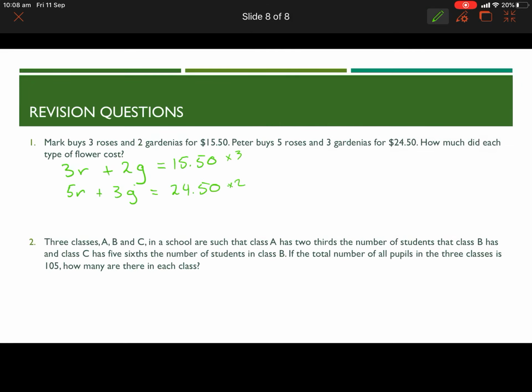So let's write our new equations. We're multiplying this one by 3. So 3 times 3r plus 6g equals, I should have got my calculator ready, what's that, 30, 45, 46, 50.